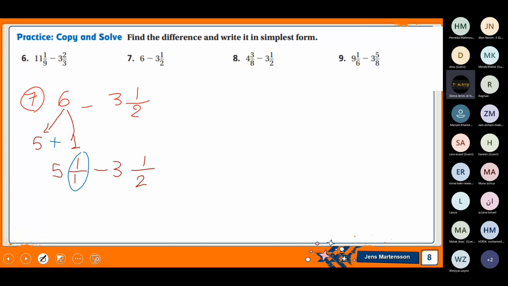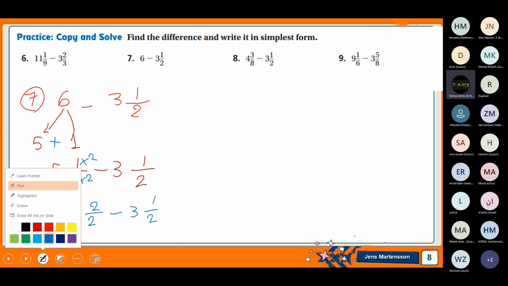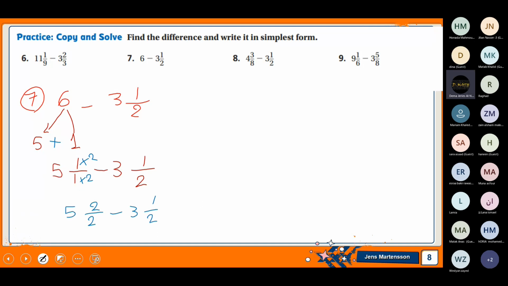Is it clear? Yes, teacher, but I have a question. There are not the same denominators. As you see, it's not the same denominator, so you have to multiply by 2. So it comes like 5 and 2 over 2 minus 3 and 1 over 2. Then now I can subtract.